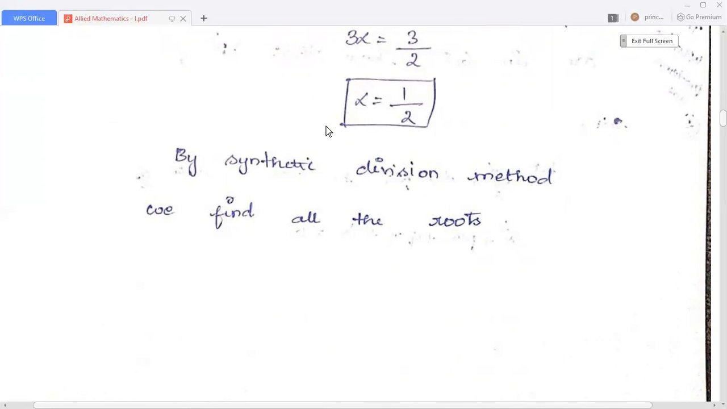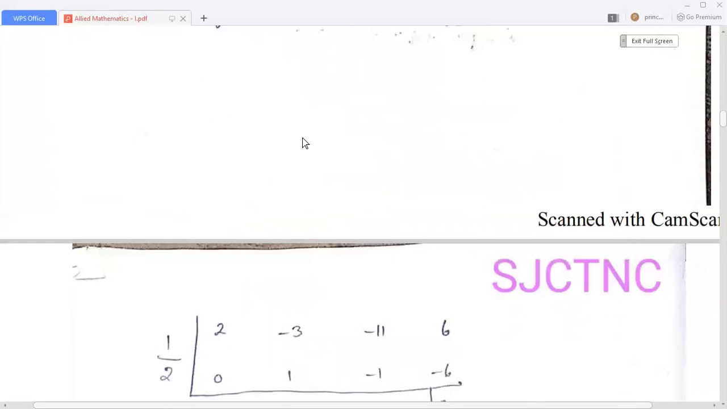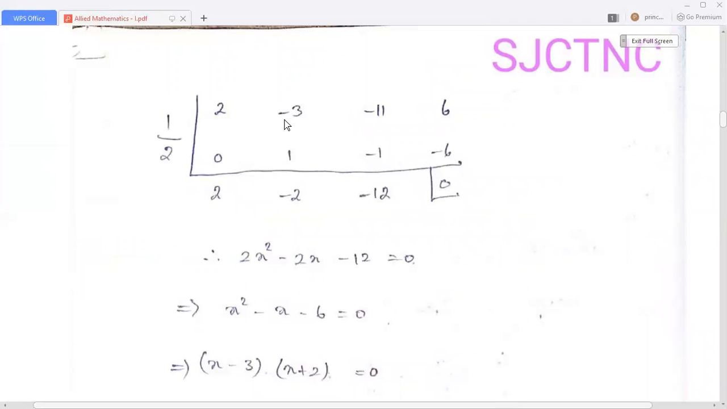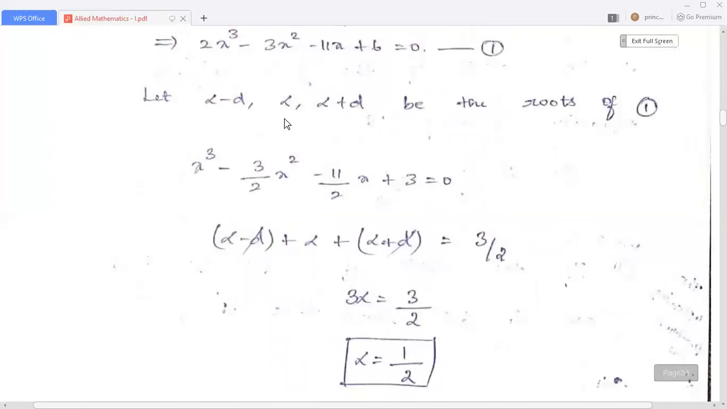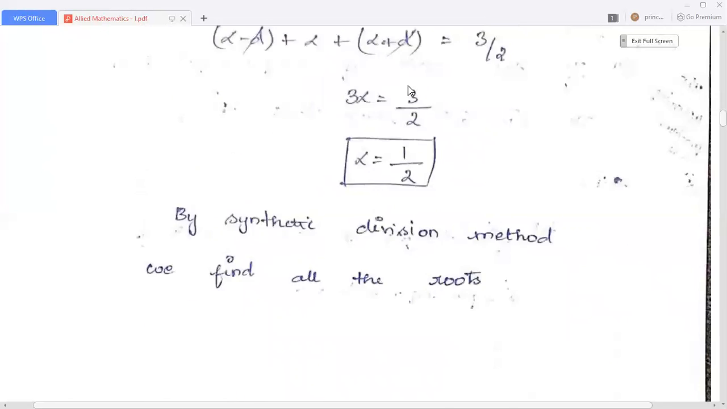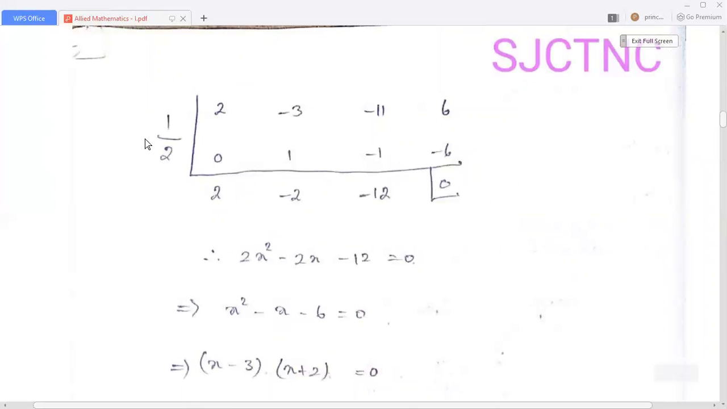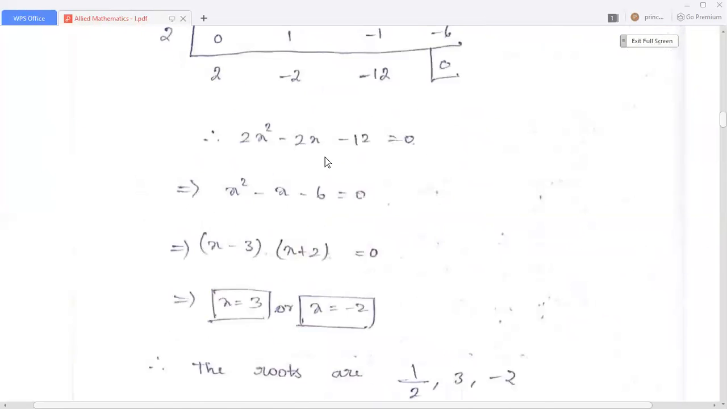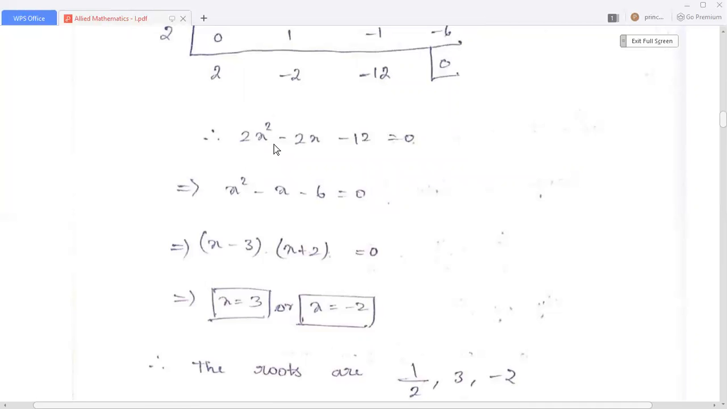Now we have to obtain the remaining two roots. We get the remaining two roots by synthetic division method. So use the coefficients 2, minus 3, minus 11, 6 from the given equation 2x cube minus 3x square minus 11x plus 6 equal to 0. We divide this by 1 by 2. Here we get remainder 0. So these coefficients are 2, minus 2, minus 12. This can be used to form a quadratic equation, that is 2x square minus 2x minus 12 equal to 0.